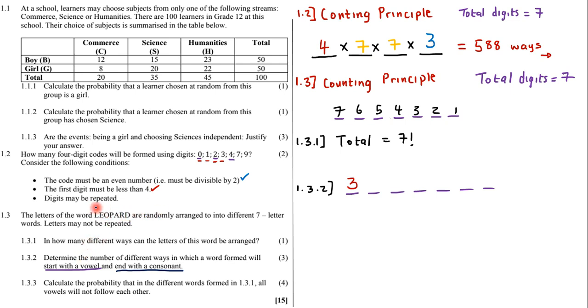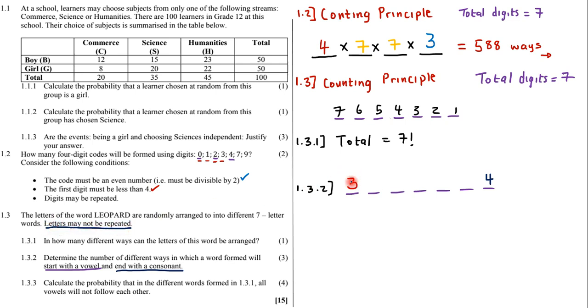So how many consonants do we have there? So we have 1, 2, 3, 4 consonants, right? So which means now right here we will have 4, right? Now, get this now. Remember here, letters may not be repeated, right? So letters may not be repeated.